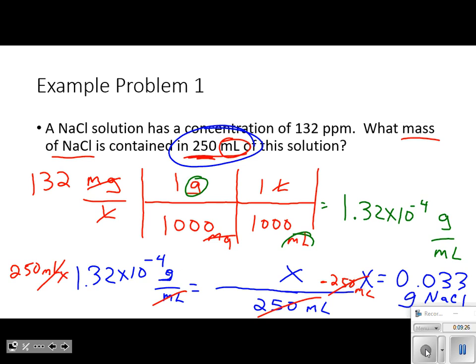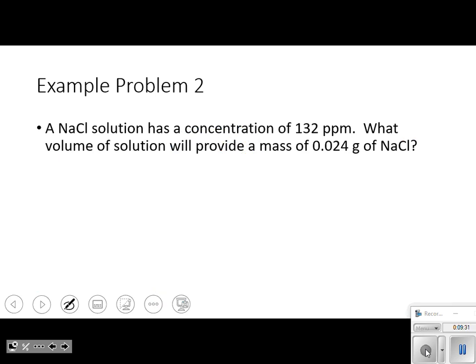Okay? So we're going to work a couple more of these. Here's my next one, and it's once again dealing with this 132 parts per million. Well, based on my chart again, that was milligrams per liter. So once again, I'm going to do my stuff here, and it's exactly like I just did on the other one. I've got to get it to grams per milliliter.